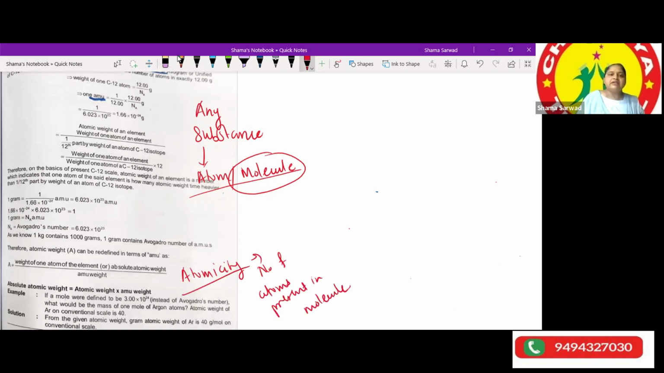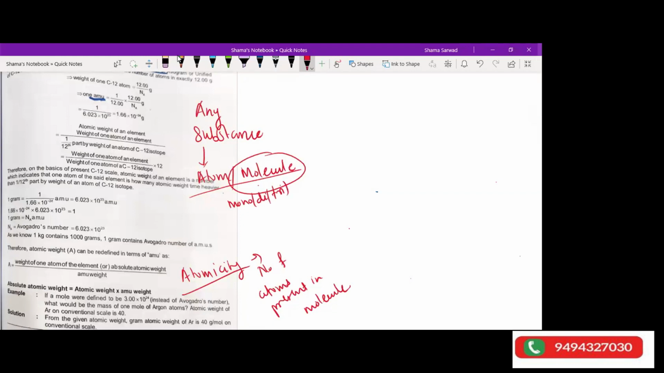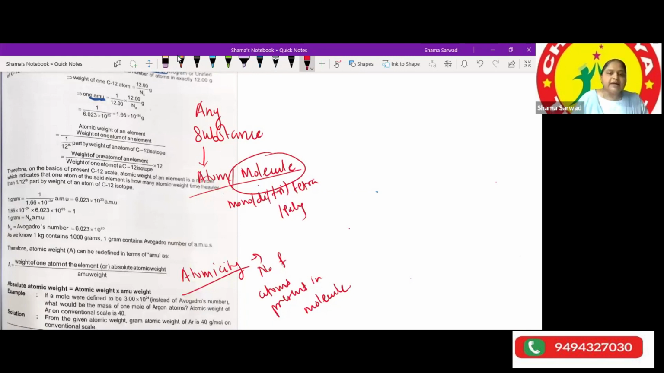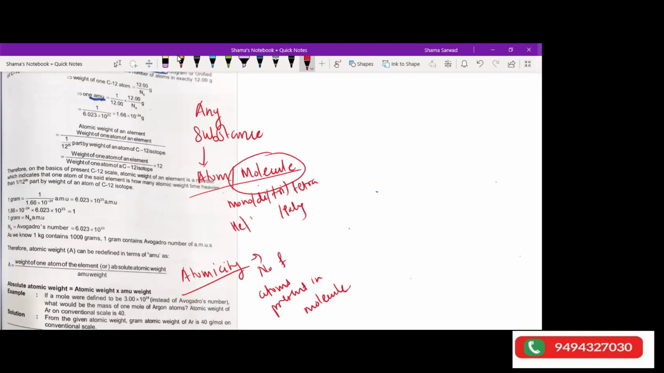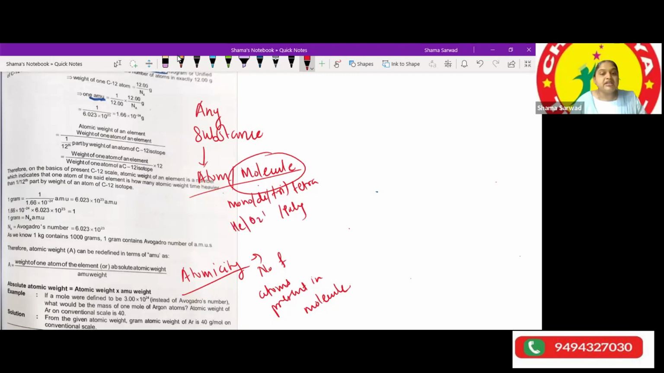After checking that it is a molecule, you have to check whether it is mono, di, tri, tetra, or poly. Shall I give one example for each? Mono means only one atom, like the noble gases, helium, neon. These all are monoatomic gases, right? Then diatomic: oxygen, nitrogen.